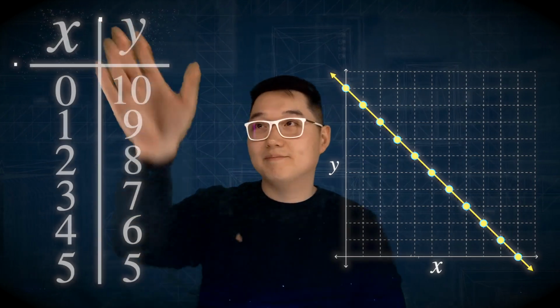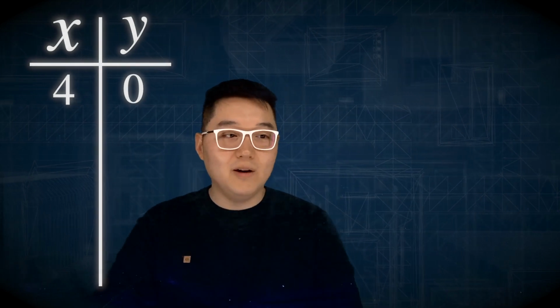Okay, so I'm going to organize this in another table. But this time, I want to come up with two numbers. When you subtract them, you get 4. So for example, 4 and 0 is a solution because x equals 4 minus y equals 0 is 4. So 4 comma 0 is a solution. What else do we have? Well, x equals 5 and y equals 1 is a solution because 5 minus 1 is 4.